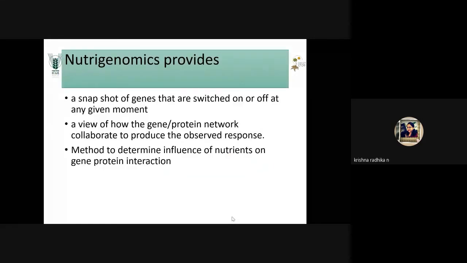So in a nutshell, nutrigenomics provides a snapshot of genes that are switched on or off at any given moment, a view of how the gene-protein network collaborates to produce the observed response, and a method to determine the influence of nutrients on gene-protein interactions.